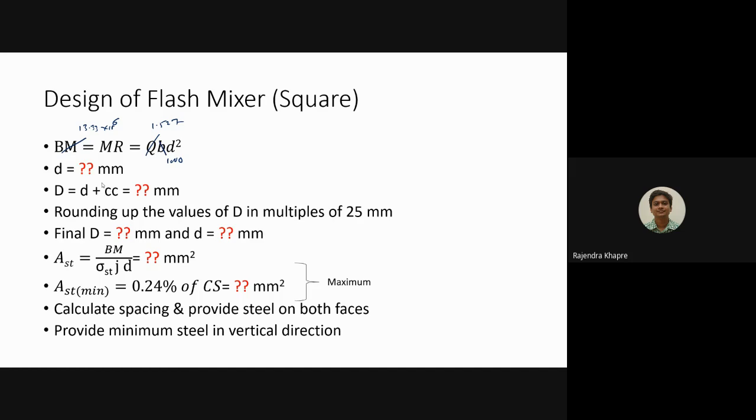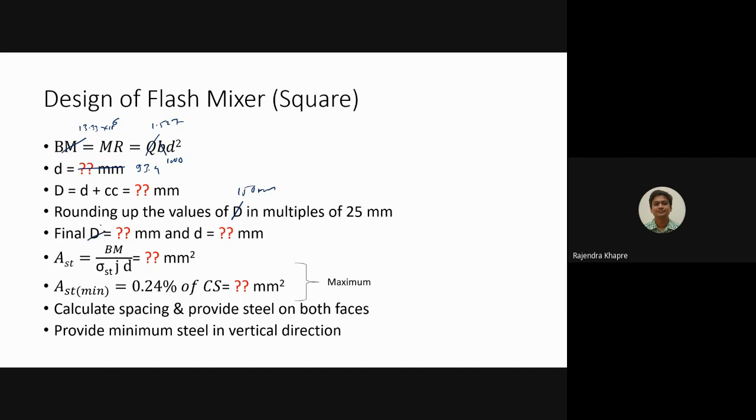कितना रहा? 93.4. ओके, सो 93.4 प्लस क्लियर कवर, इफेक्टिव कवर, ये सब पकड़ के भी कितना जाएगा? ये कैपिटल डी कितना जाएगा? 150 से लेस ही जाएगा, है ना? सो व्हाट वी आर डूइंग इज वी आर एज्यूमिंग दिस एज 150 mm.